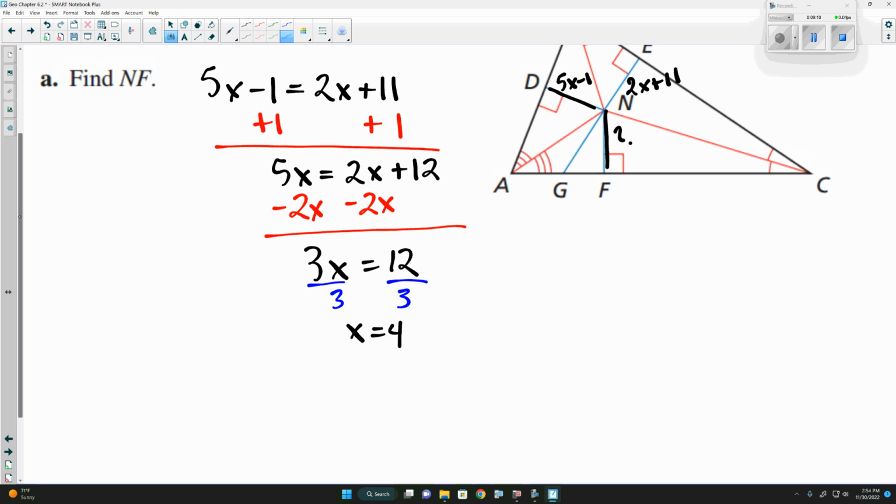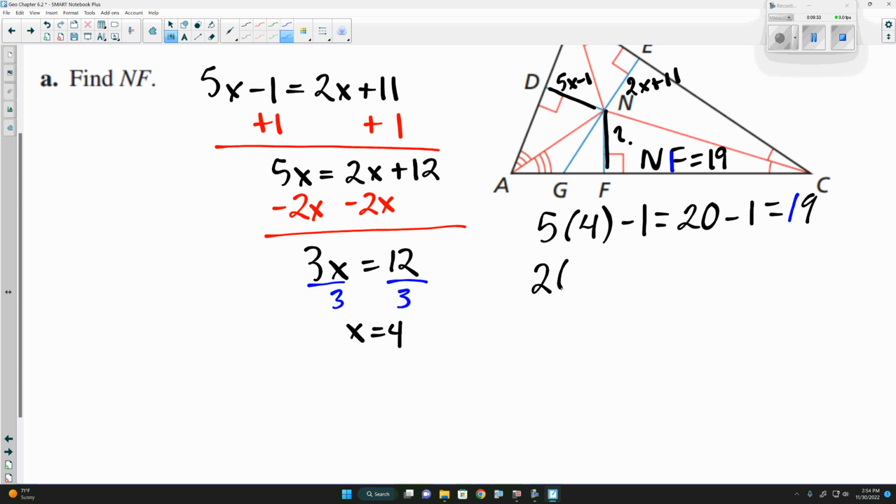Plug it back in. Which one do we want to plug it back into? So we can say 5 times x minus 1. Well, 5 times 4 is 20, minus 1 is 19, so the length of NF is 19. Because we could have done 2 times 4 plus 11, which would be 8 plus 11, which is still 19.